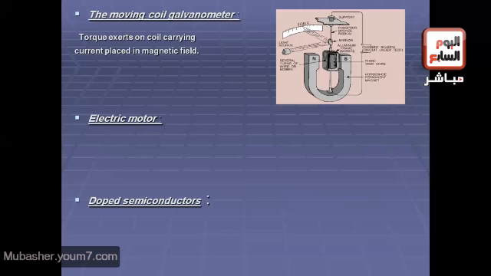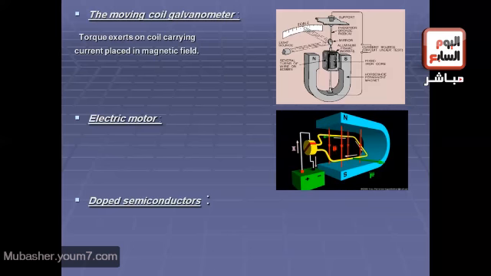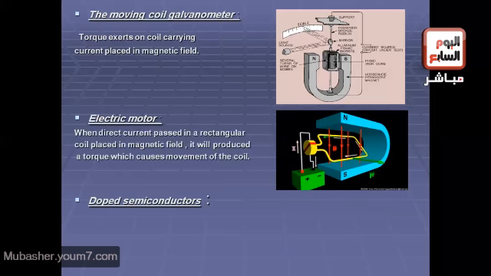Electric motor. The electric motor depends on direct current passed in a rectangular coil placed in a magnetic field. It will produce torque which causes movement of the coil. Of course, we can see electric motors in cars, in vans, and many devices.